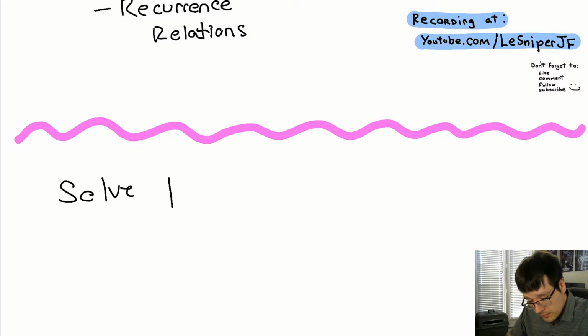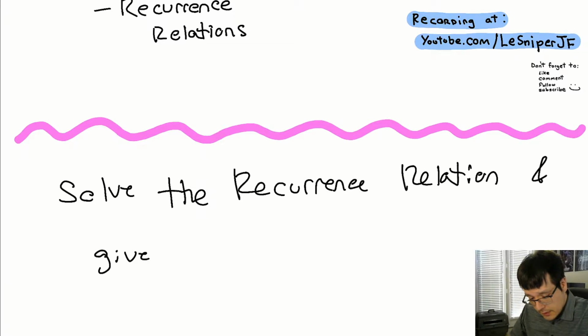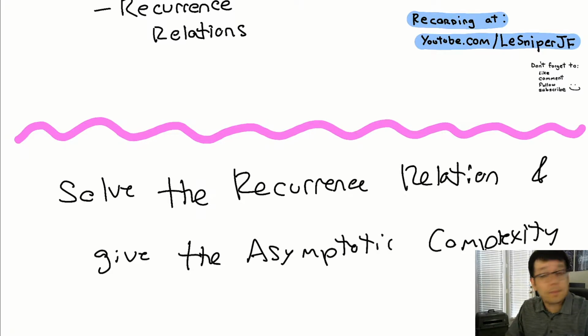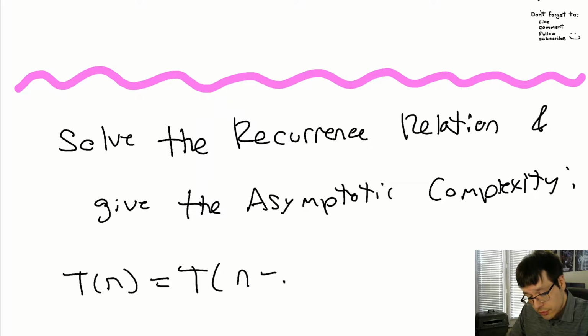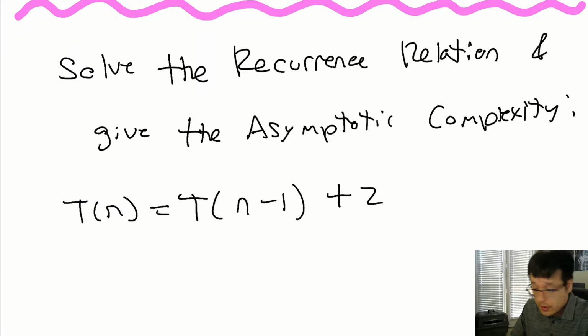So solve the recurrence relation and give the asymptotic complexity, okay? And the problem is going to be the one that I showed last class, or that I was just showing a second ago. Okay? And just like with any recursion, you always have a base case.